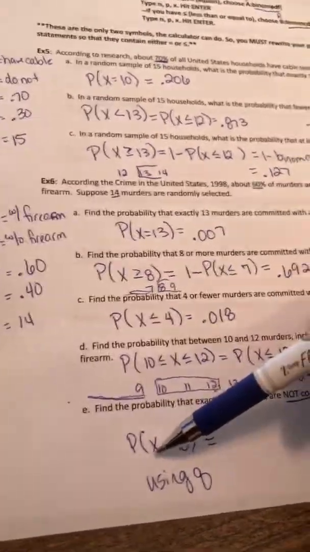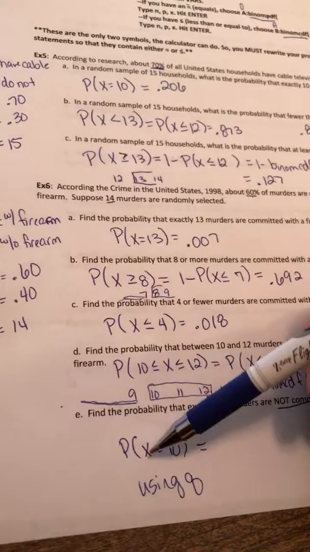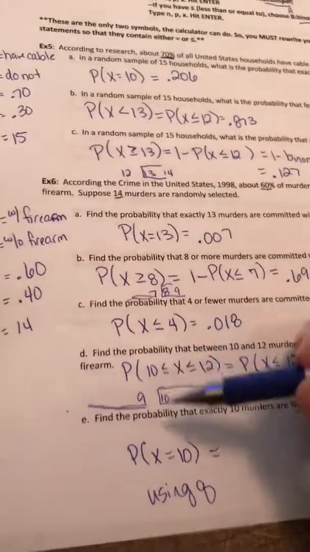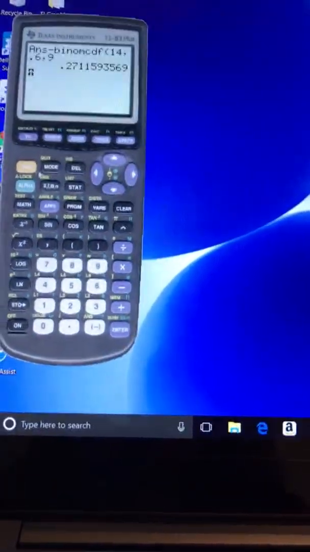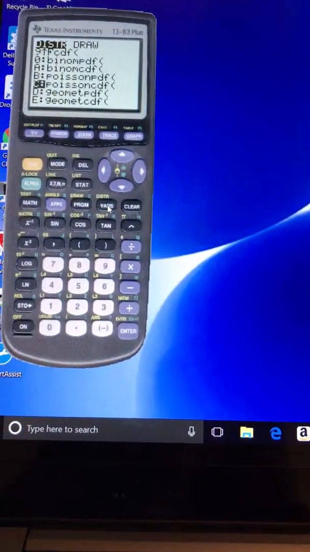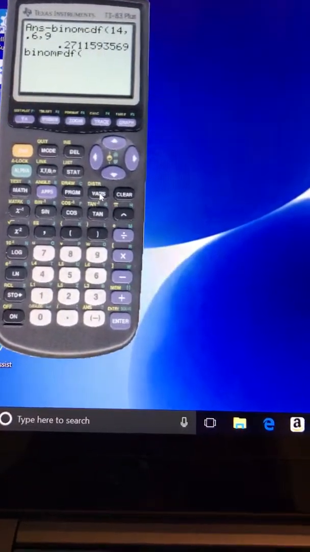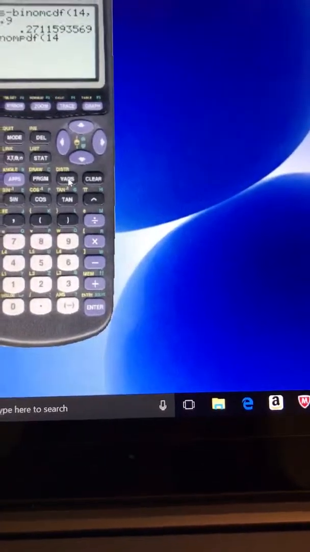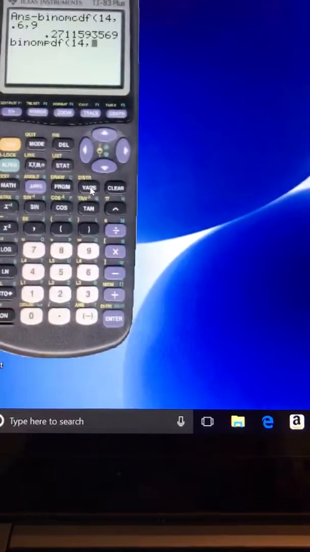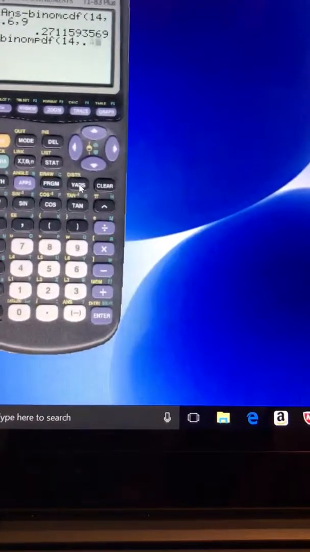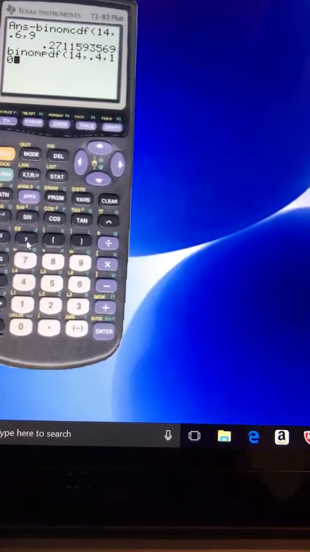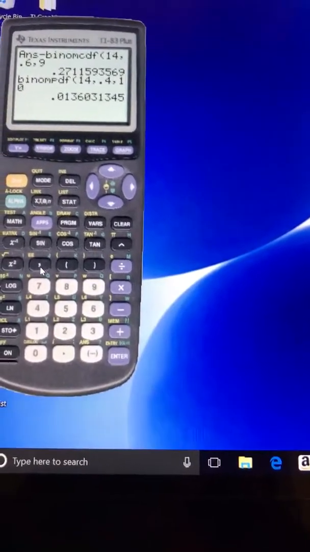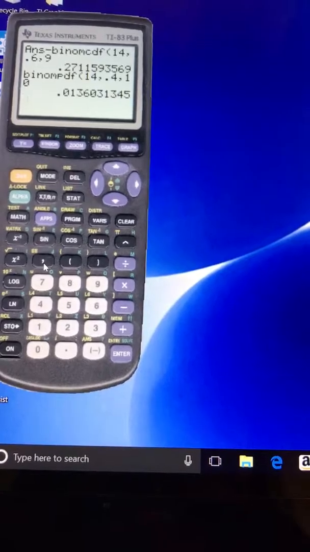So like I said, for this one, we could switch to a different letter just to indicate something else, but as long as you remember to use Q, it's okay. So we're going to do binom PDF, second vars, binom PDF, because we have an equal to. So N is still 14. We don't use the P this time because it's not committed with firearms, so we're going to use 0.4 instead. And then 10. So we should get 0.014.